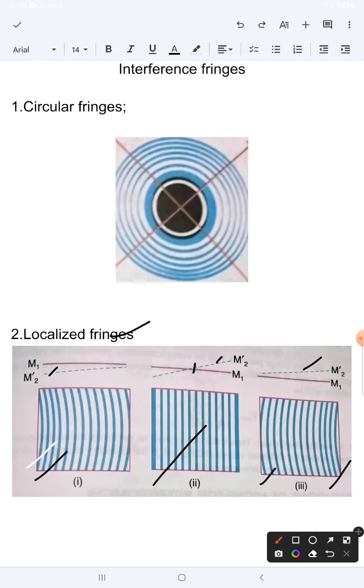So we can have these many types of fringes. One, circular fringes, and the second one, localized fringes, which are semicircular, turned either left side or right side, and also straight parallel line fringes. So this is about how we can produce interference patterns using the Michelson interferometer.